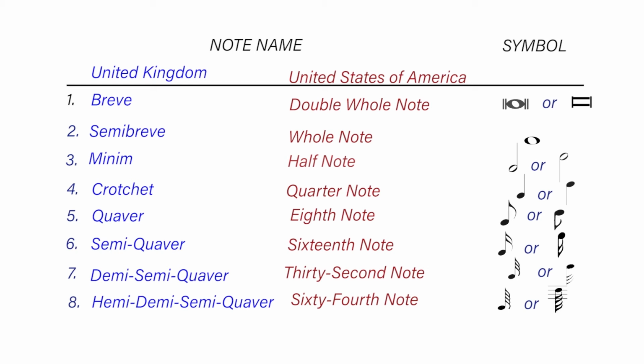You will observe that the 6 types of notes that follow the semi-brief are written in 2 ways, either pointing up or pointing down. We will learn of the reason why in future lessons.